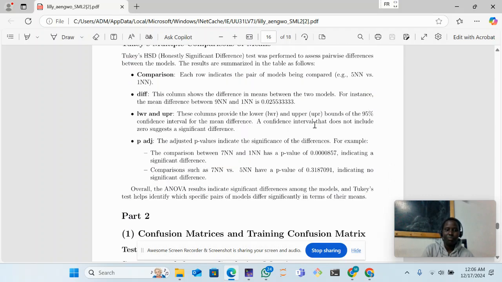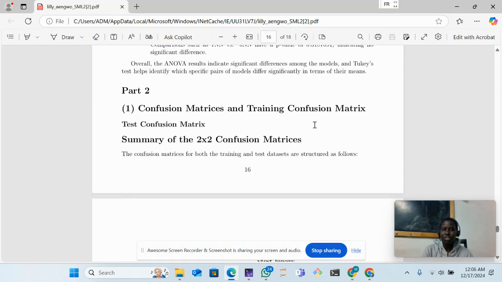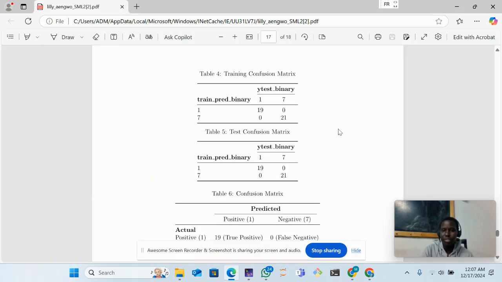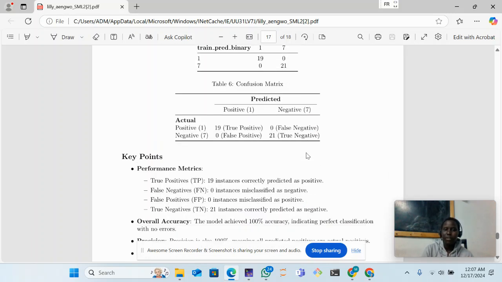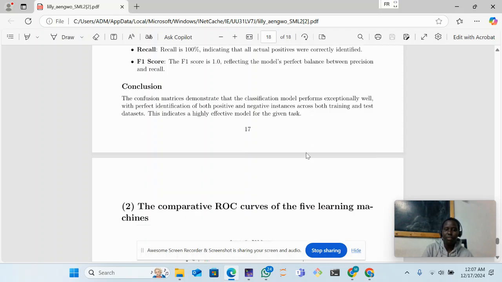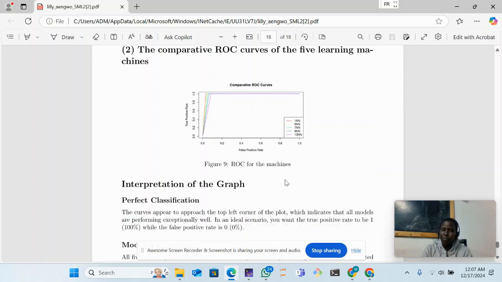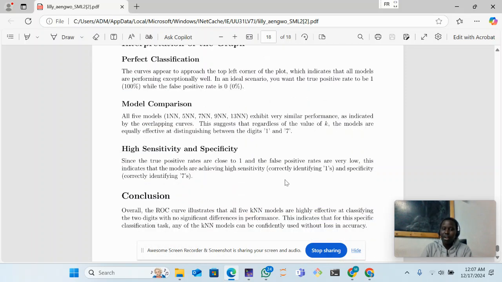Also for the confusion matrix between the training set and the test set, it was a simulation like this one. And then for the five learning machines, it was like I plotted, and I realized that one hen was the best model compared to all.